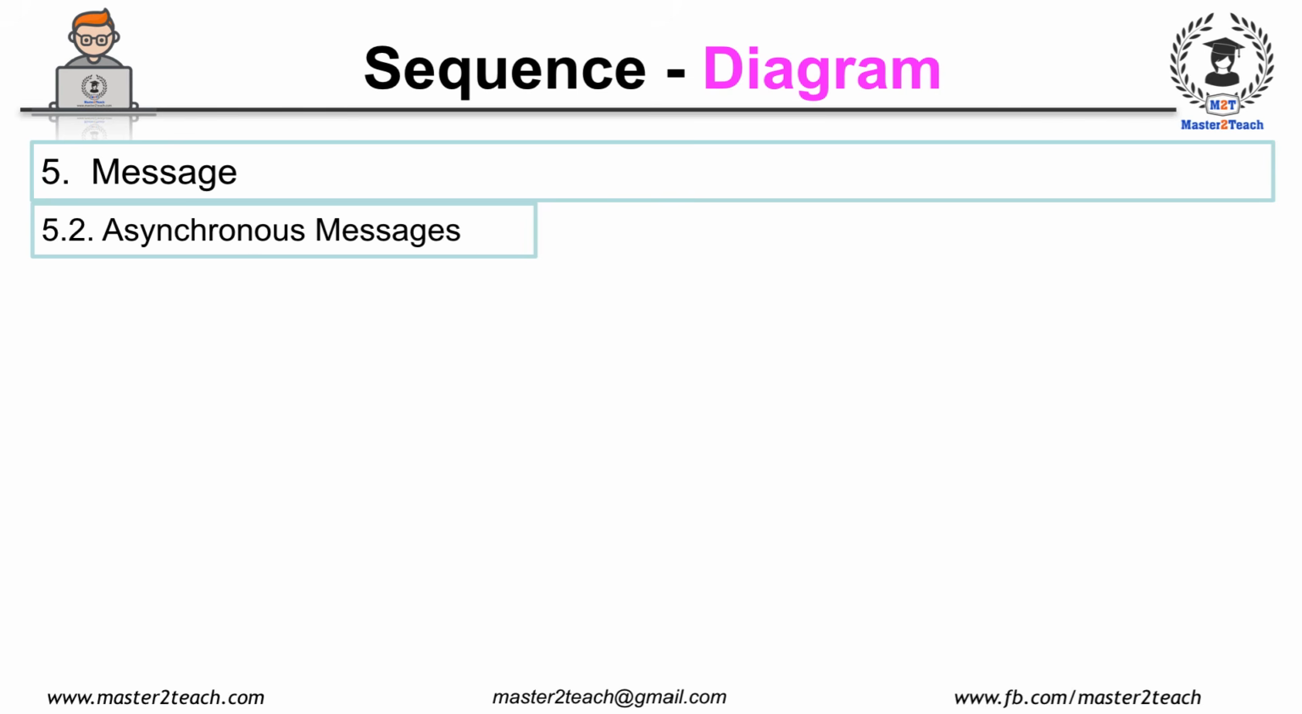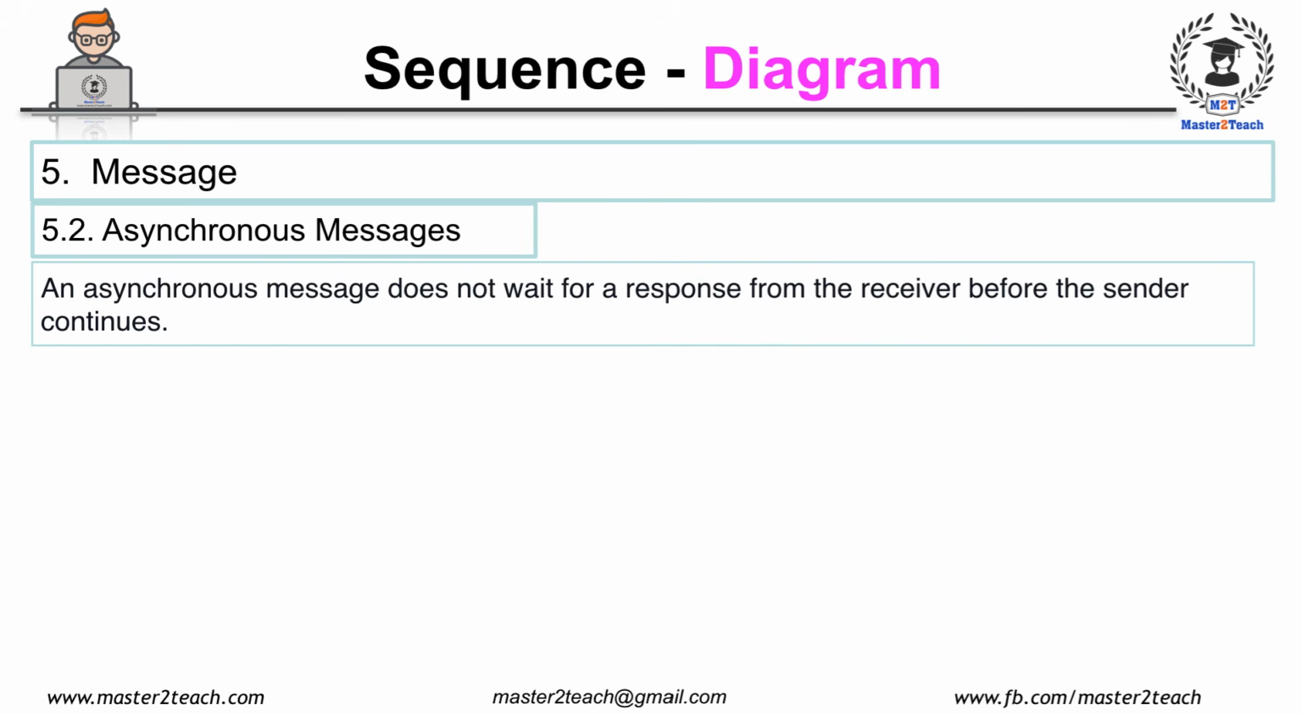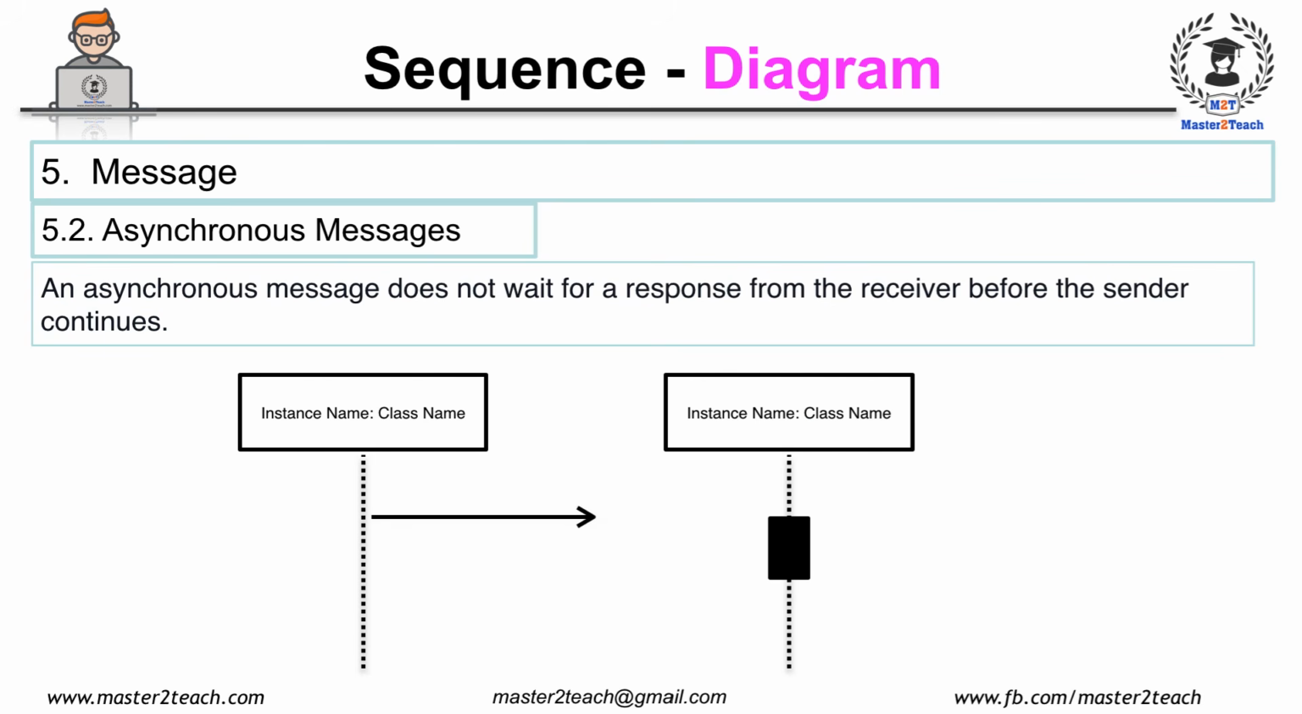Asynchronous messages. An asynchronous message doesn't wait for the response from the receiver before the sender continues. The interaction moves forward irrespective of the receiver processing the previous message or not. We use a line arrow to represent an asynchronous message, and only the call should be included in the diagram.